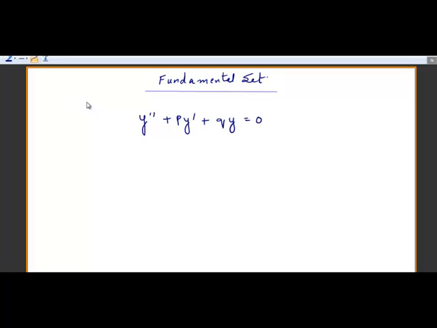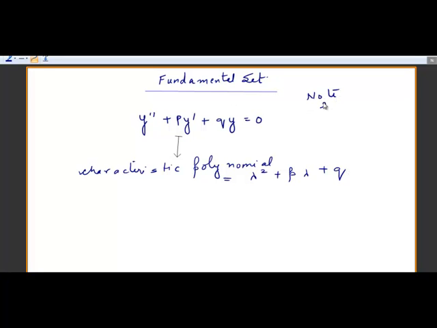Okay. So when you have P and Q as constants, the first thing you will do is rewrite the characteristic polynomial associated with this differential equation. So the characteristic polynomial will be, in this situation, lambda square plus P lambda plus Q, because note here that P and Q are constants.